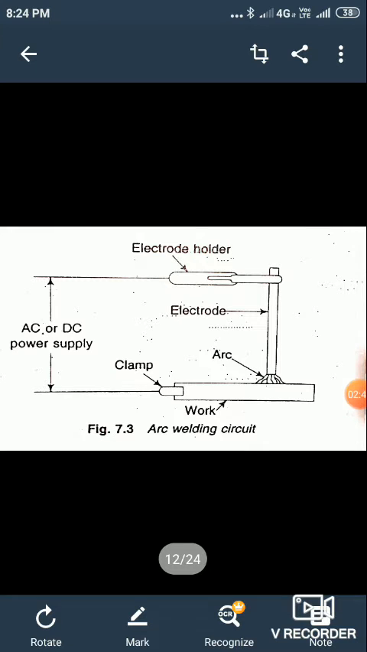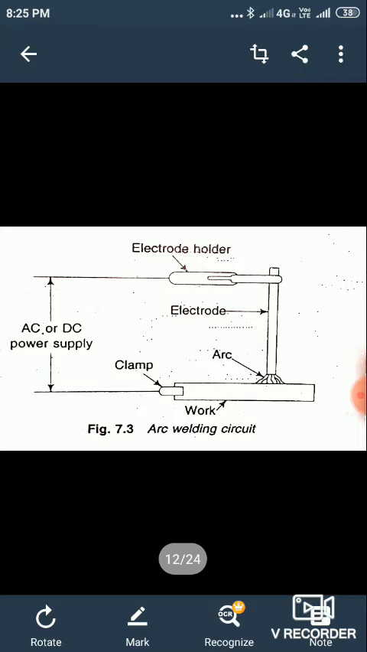Here we can see the arrangement of the arc welding circuit. An AC or DC supply is given to the electrode holder and the workpiece. Here we can see the case of polarity in arc welding. What is polarity? AC or DC supply can be given, an alternating current or direct current, for producing the electric arc. So there comes the polarity.